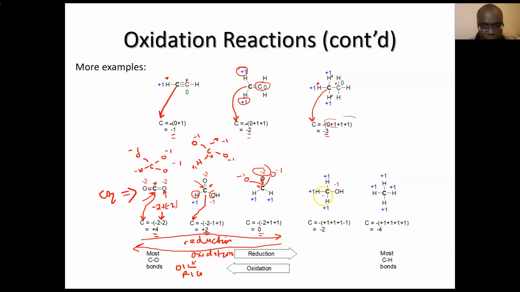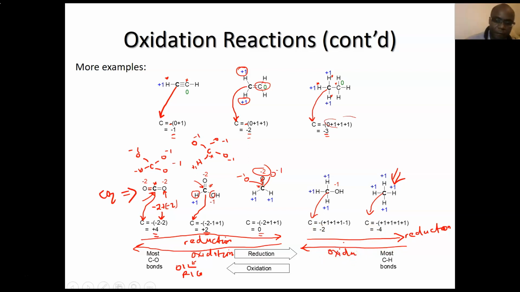So here, do the same thing. The carbon in question will be negative 2. Here, the carbon in question will be negative 4. Going this way will be reduction. And it's very obvious because now there's no oxygen here. Reduction is loss of oxygen, can also be defined as that. Going this way, you're going up the number line, so this is oxidation. Alright?